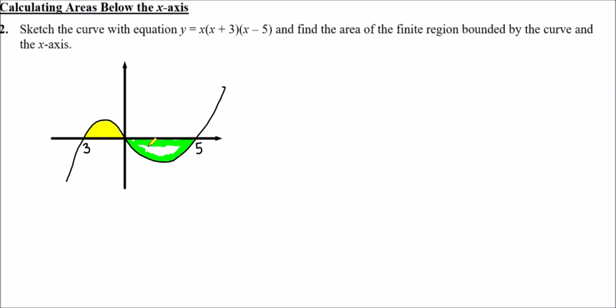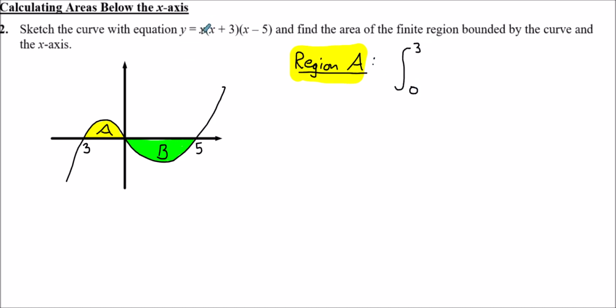So we need to do this piecemeal. Region 1, then region 2, and then add them together to get the total area. So if I just call this, first of all, the yellow region A, and that region B. So first of all, just considering region A. Okay, so for region A, we're going to integrate between the limits 3 and 0. So between 3 and 0 of this function here.